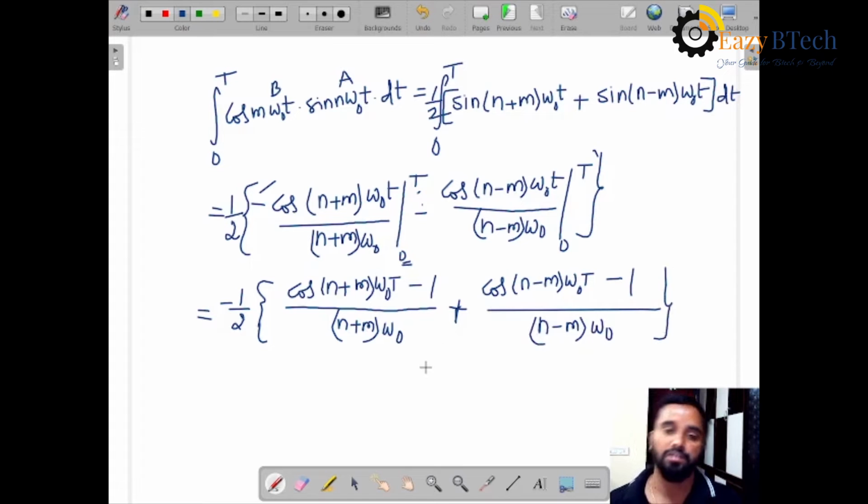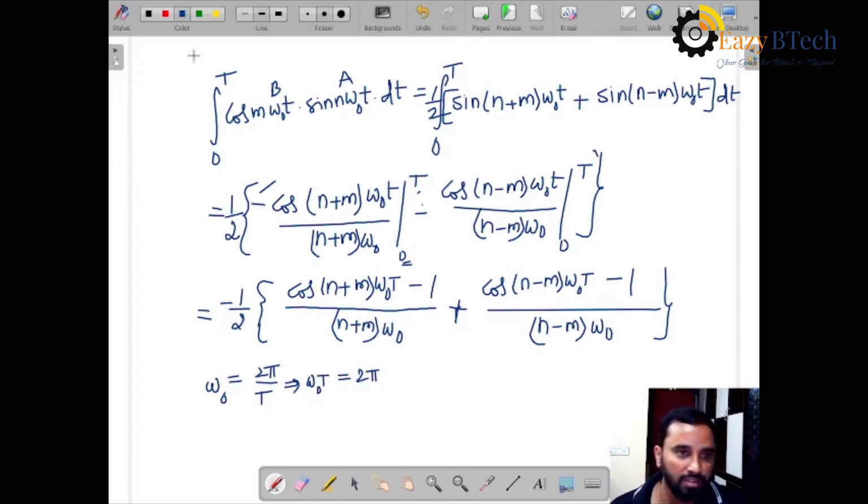close the bracket. So now we have a relation. What is that relation? Generally omega naught is equal to 2 pi by T. This implies omega naught into T, the product, will become 2 pi. This 2 pi we are going to place here in the place of omega naught into T. Here 2 pi and here also 2 pi, right?